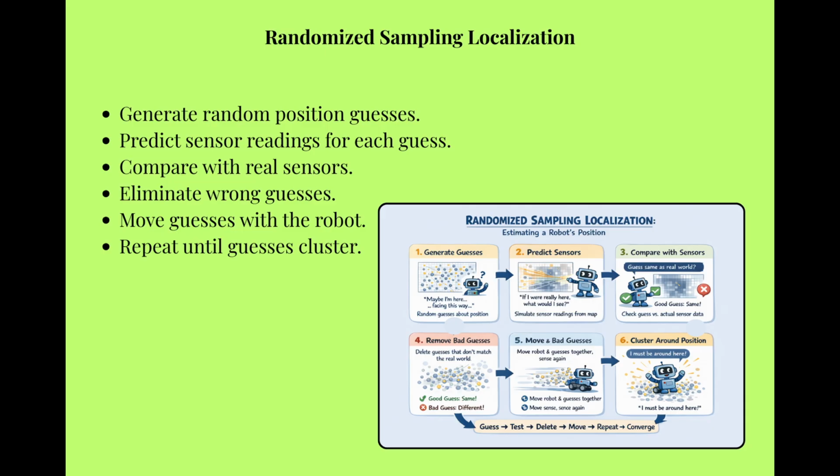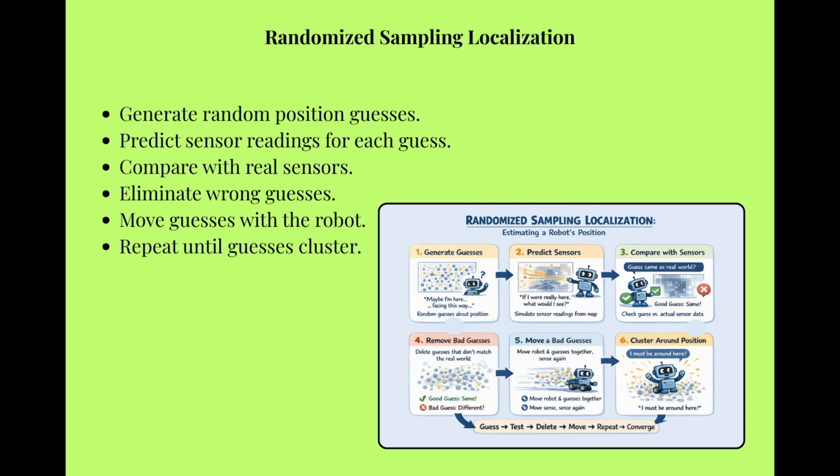Now the robot looks at its real sensors, maybe a laser scanner or distance sensors. If a guess says open hallway ahead, but the sensor says wall very close, that guess is clearly wrong. So the robot deletes those wrong guesses. After this step, only guesses that match the real world survive. When the robot moves, every remaining guess moves too. Then the robot senses again and removes more bad guesses. Over time, the guesses cluster together and the robot can say, okay, I must be around here.